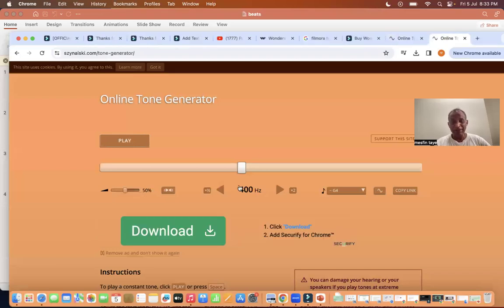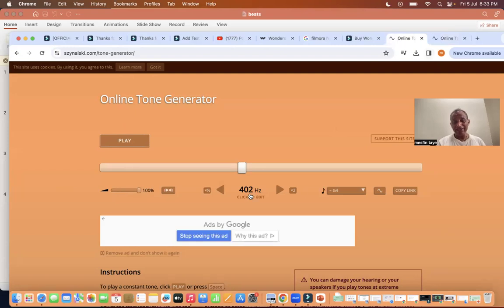Now, let me keep this at 400 again. I always fix this one. Now, let me increase the frequency of the second source. Let me increase, and you see that whenever I increase this, the beep sound is going to what? It's going to increase in 1 second. So let me play this one.